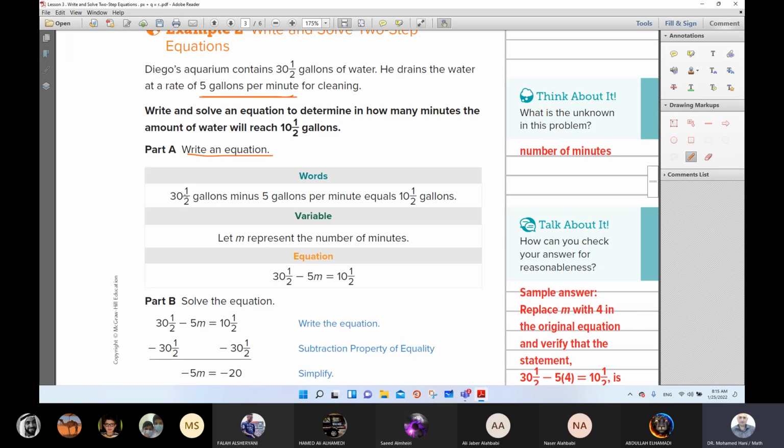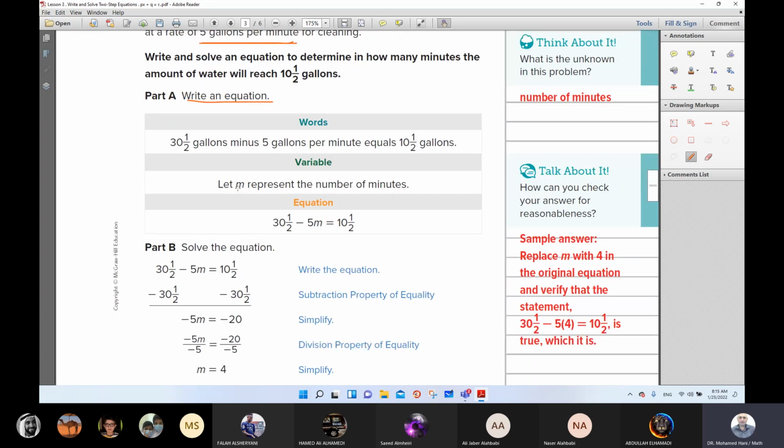As you see here, we have 30 and 1/2 gallons minus 5 gallons per minute equal 10.5 gallons. So let M represent the number of minutes. So 30 and 1/2 minus 5 times the number of minutes, 5 times M, equal 10.5. We have the equation now.